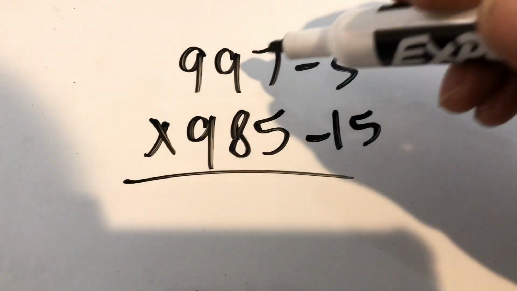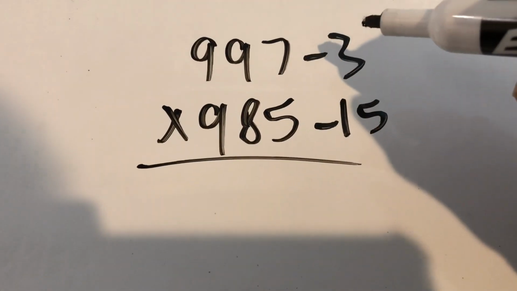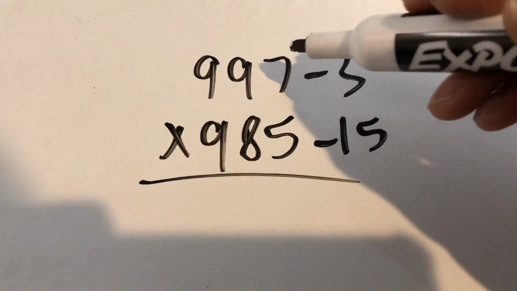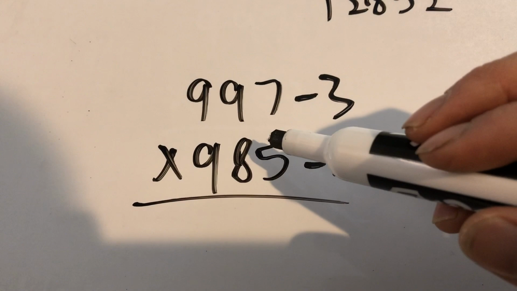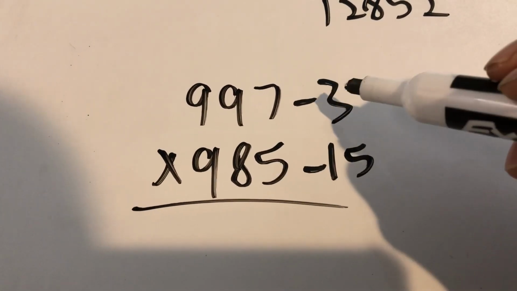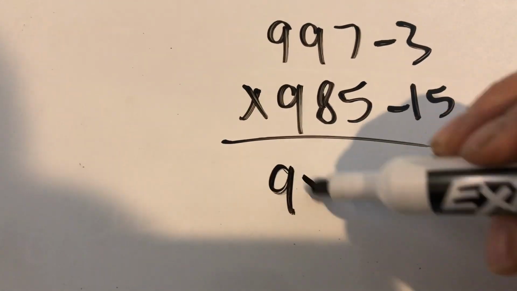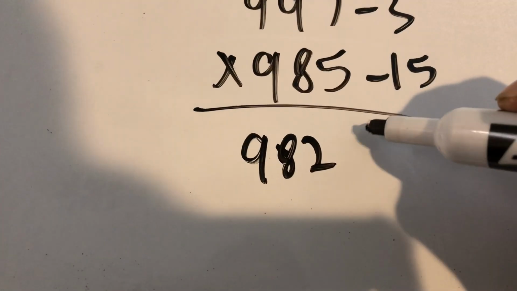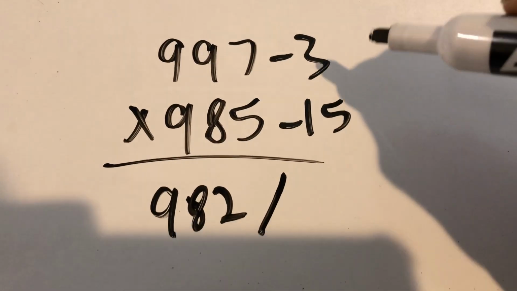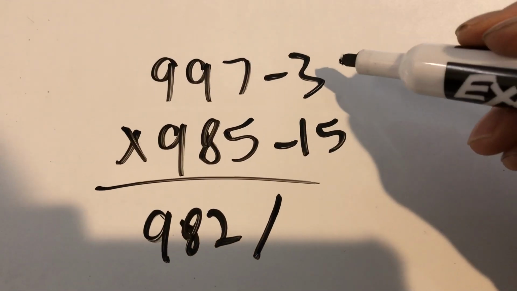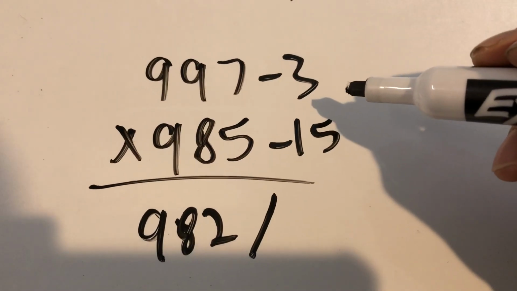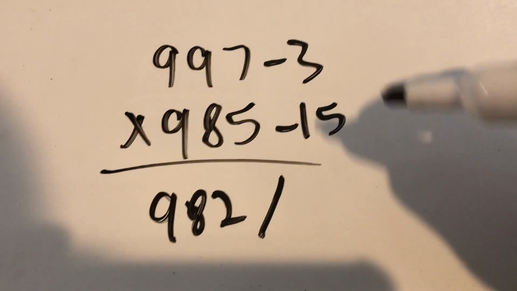All right, so the next step is crisscross subtract. We can either subtract 997 minus 15 or 985 minus 3. Either way, you'll get 982. So I write 982 on the left side. On the right side, multiply negative 3 times negative 15. Negative 3 times negative 15 equals 45.